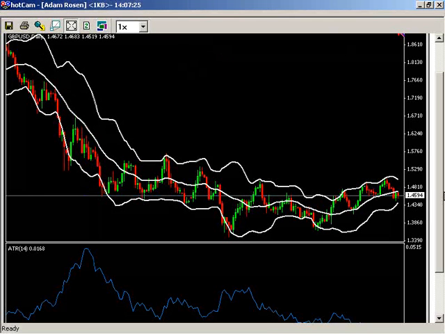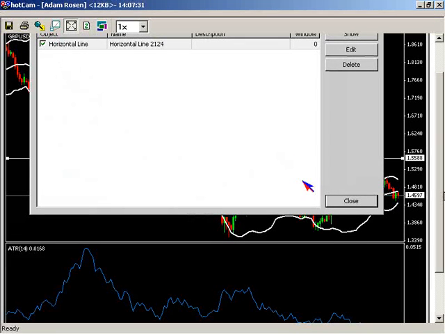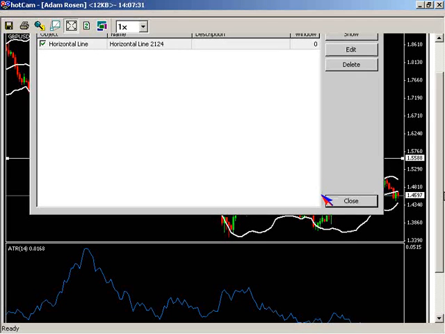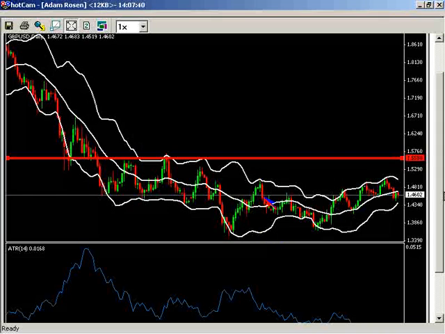A range-bound market occurs when the market fails to make new highs or new lows. Let me draw a couple lines and I'll show you what I mean. Taking a look at the chart, we'll make this line nice and red so everybody can see. That is a range-bound market right here, this little pocket.